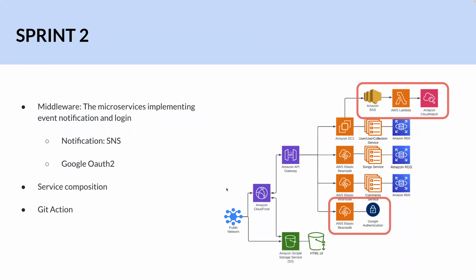Then for Sprint 2, we implemented Google login and notification. And we also implemented the composition microservice and GitHub Actions.